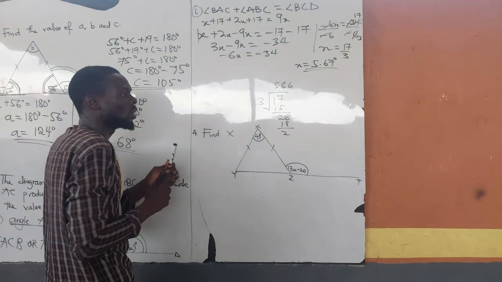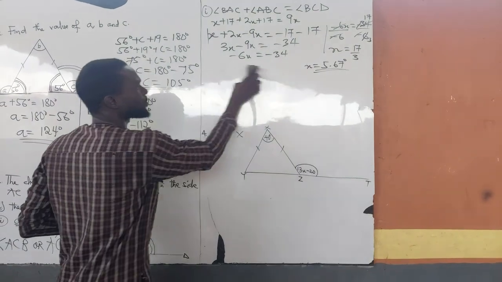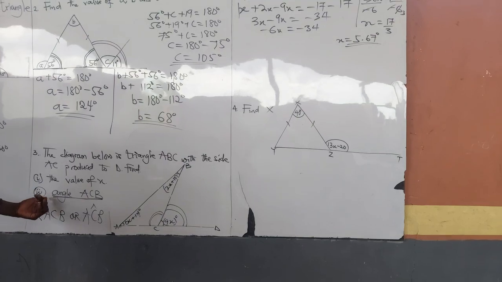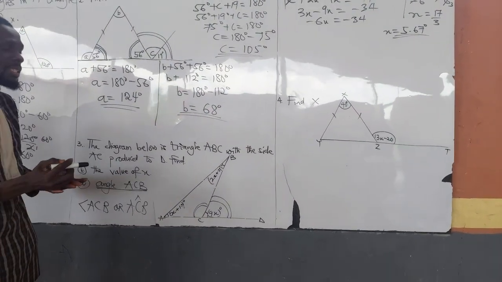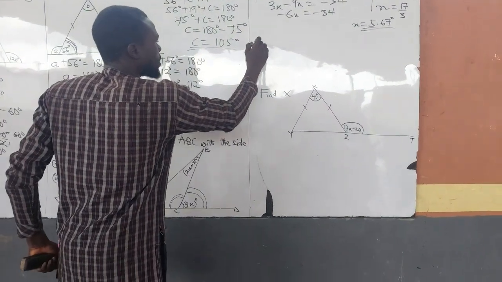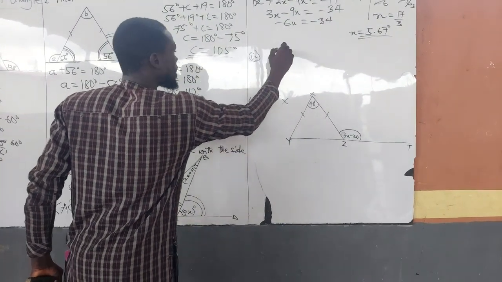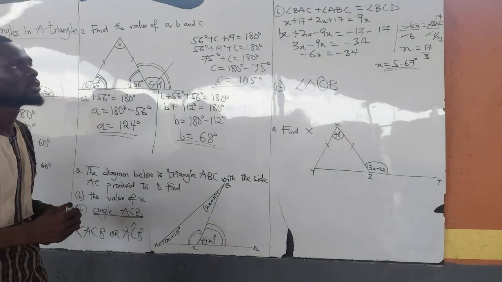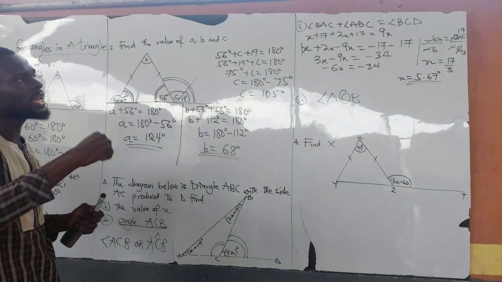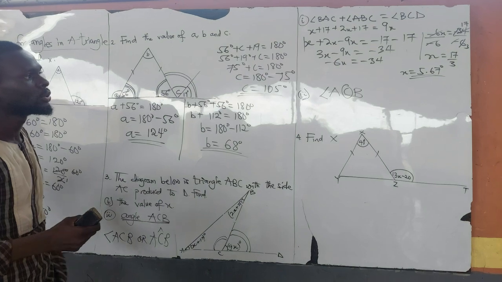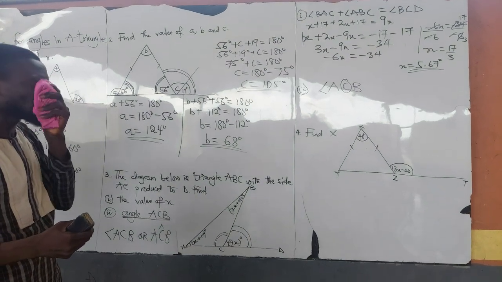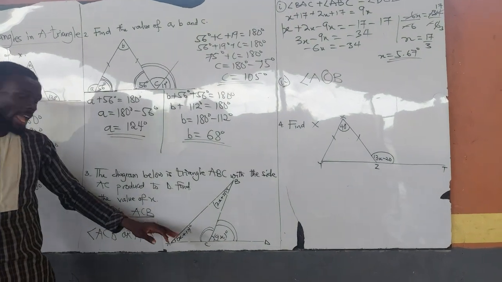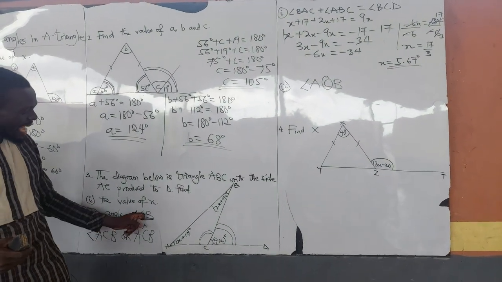This is the value of what? Of X. Now the second one, we have to calculate for angle ACD. Angle ACD, which is the letter at the middle. So what do you do? You group like terms? No? Let's watch here. Angle ACD, ACB. The angle at C.